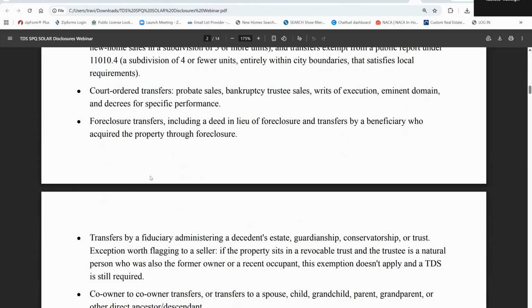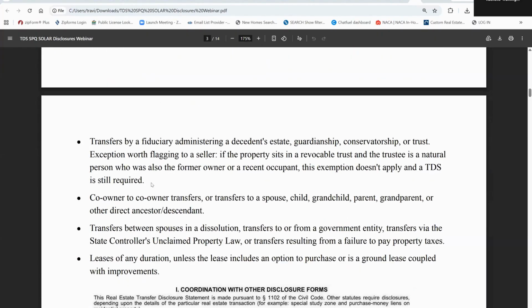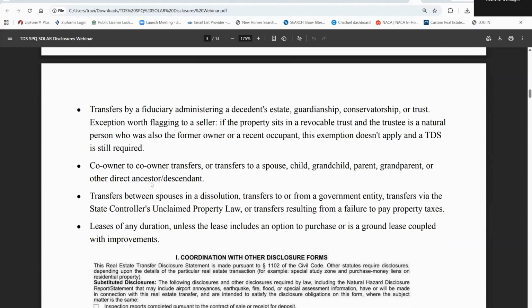Foreclosure transfers, including a deed in lieu of foreclosure, and transfers by a beneficiary who acquired the property through foreclosure. Transfers by a fiduciary administering a decedent's estate, guardianship, conservatorship, or trust. An exception worth flagging to a seller: if the property sits in a revocable trust and the trustee is a natural person who was also the former owner or a recent occupant, this exemption doesn't apply and a TDS would still be required.